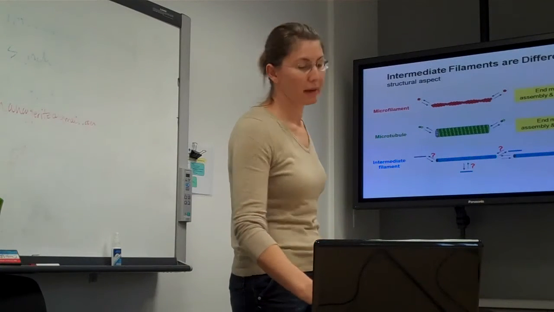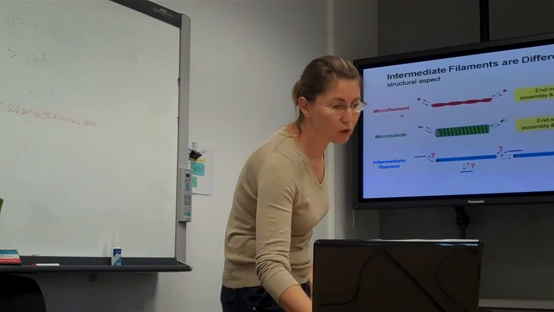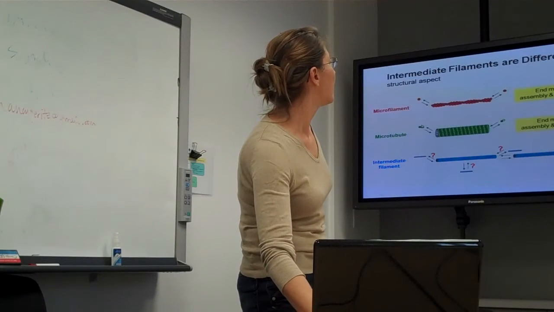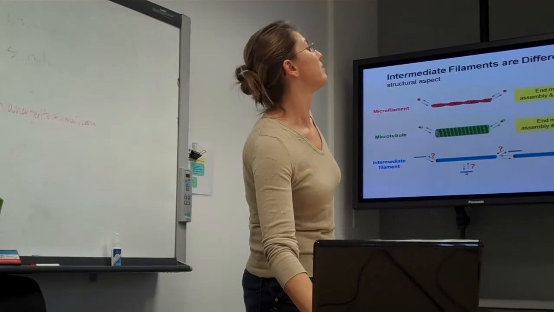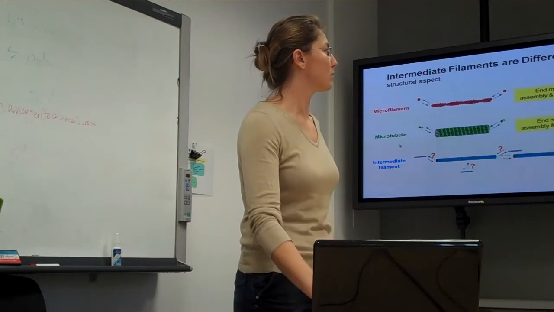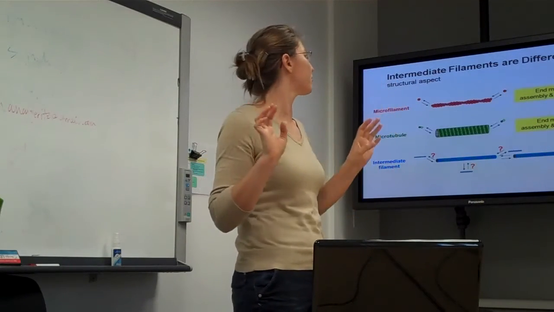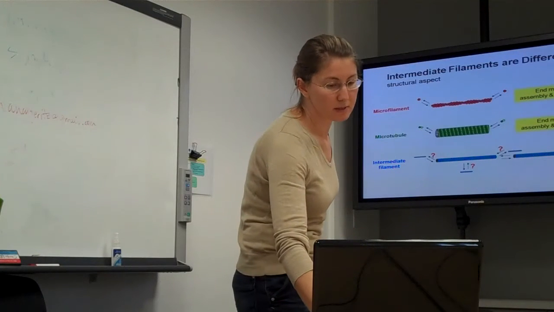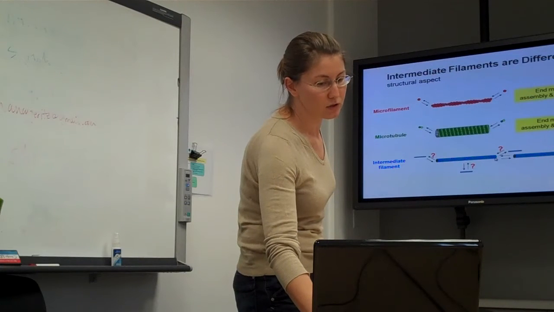First of all, both microfilaments and microtubules have globular subunits. On the other hand, intermediate filaments have rod-like shaped subunits. And second, while microfilaments and microtubules have polar structures, meaning that their two ends are very different from each other, intermediate filaments have non-polar structures, meaning that their ends are the same with each other.